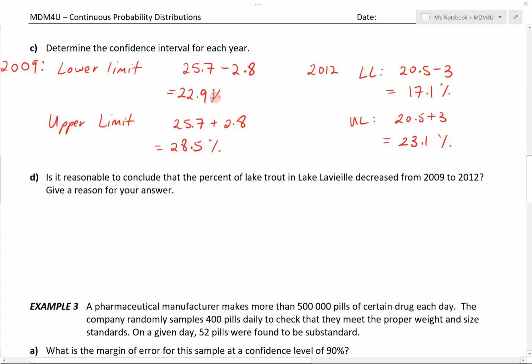So you can't really definitively conclude that the percent of lake trout has decreased, right? Because what if that margin of error said, well, in 2009, my percent of getting lake trout was actually 22.9. I reached my lower limit. Then in 2012, you found that you were in your upper limit. Then your percentage of lake trout would increase between those 3 years rather than decrease. So because of that overlap, we can't definitively say for certain that the percentage of lake trout has decreased over 3 years.